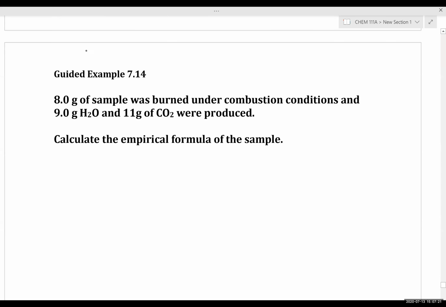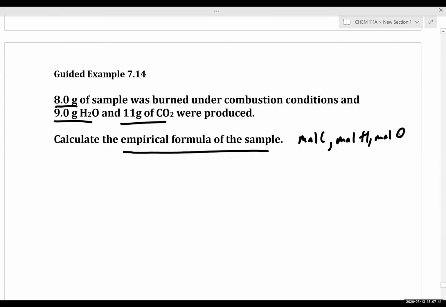So we have 8 grams of sample, and we're burning it to get 9 grams of water and 11 grams of carbon dioxide. We're asked to calculate the empirical formula of the sample. So our goal is to figure out the moles of carbon, the moles of hydrogen, and the moles of oxygen in our sample. To find the moles of carbon, we take 11 grams of carbon dioxide. We know that 1 mole of carbon dioxide is 44 grams.